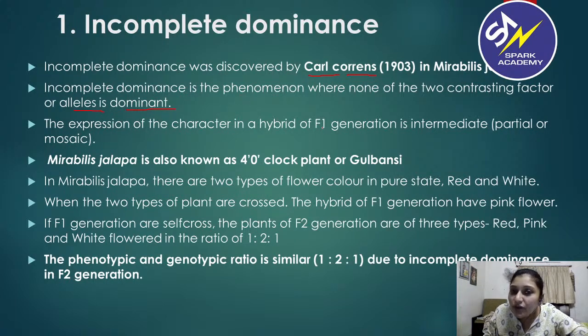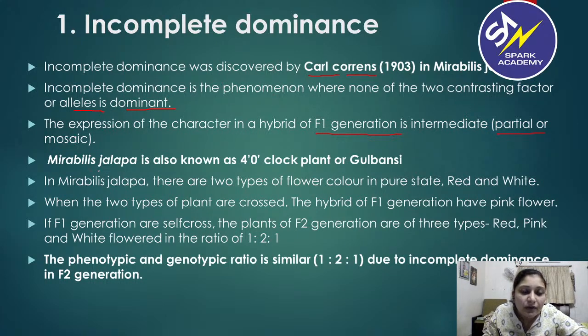In the F1 generation, we generally get the characteristics expressed by the dominant one, but here none of them is dominant. Because of that, the expression of the character in the F1 generation is intermediate. It is partially from one side, partially from the other side.